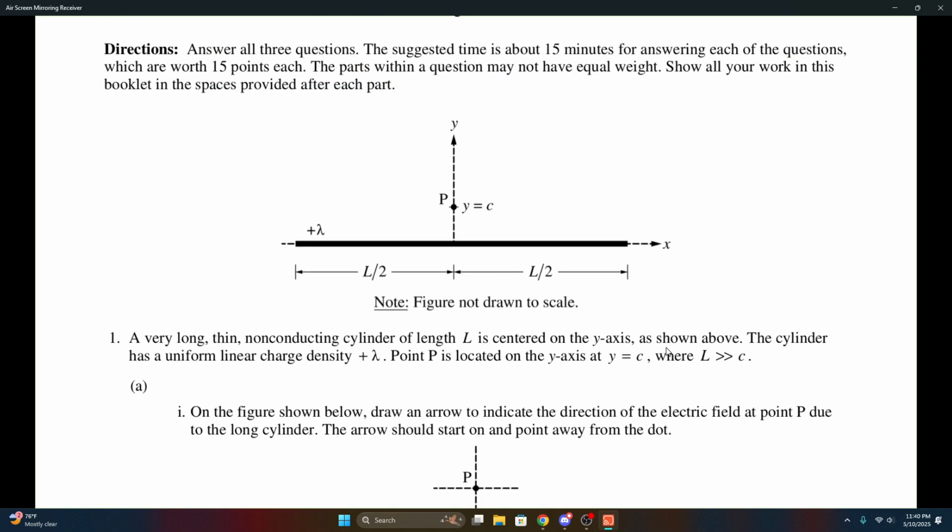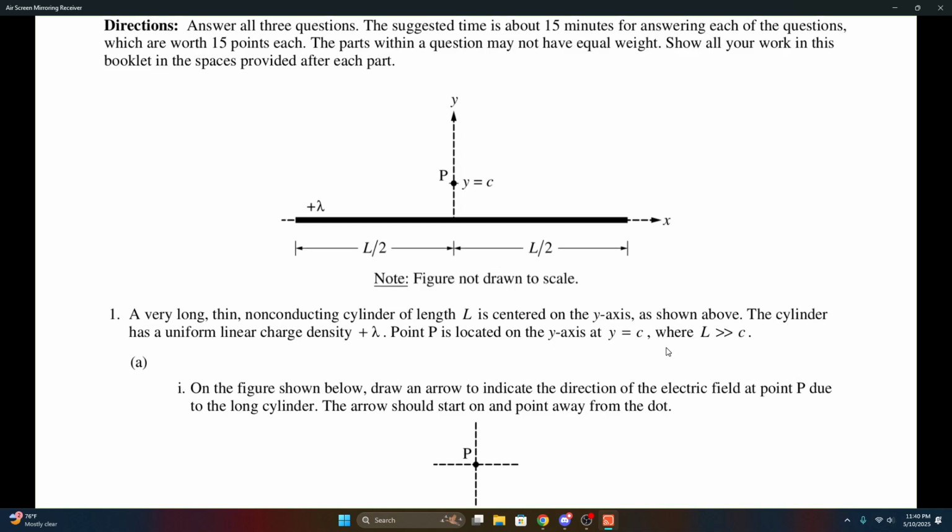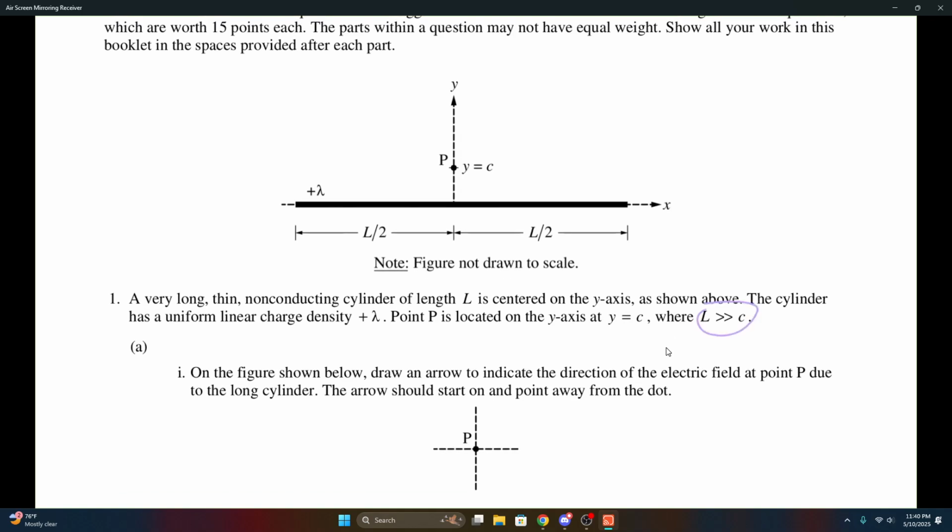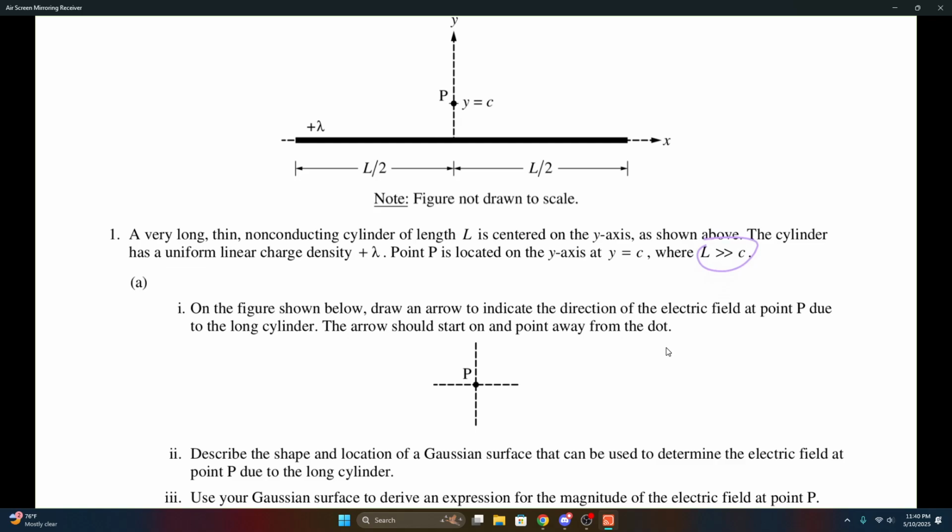A very long, thin, non-conducting cylinder of length L is centered on the y-axis, as shown above. L is greater than C. Guys, don't be like this guy. Actually read the question during the test. On the figure shown below, draw an arrow to indicate the direction of the electric field at point P due to the long cylinder.